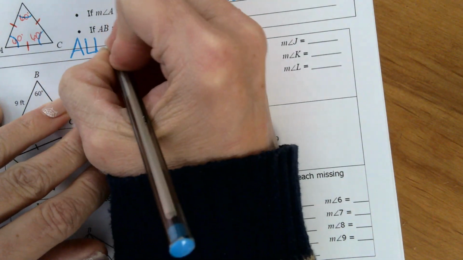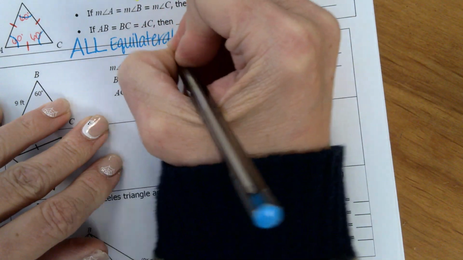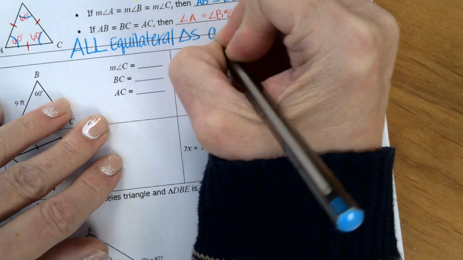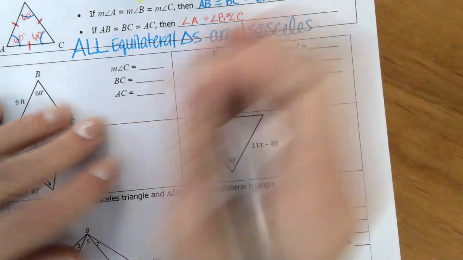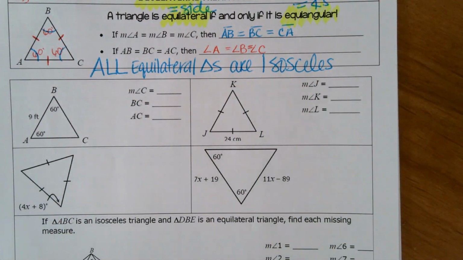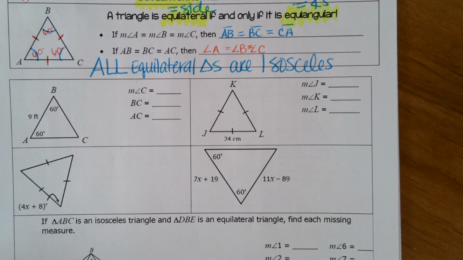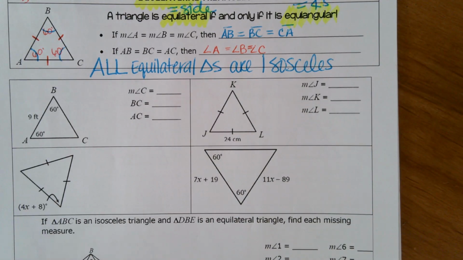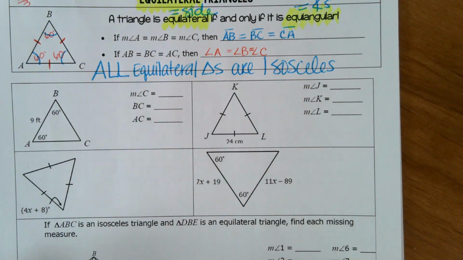Okay, so let me tell you the secret. All equilateral triangles are isosceles. They are a special type of isosceles. Remember when we did linear pair and I said it's a special type of supplementary angles? Do y'all remember that? Linear pair is a special type. Well, equilateral is a special type of isosceles.